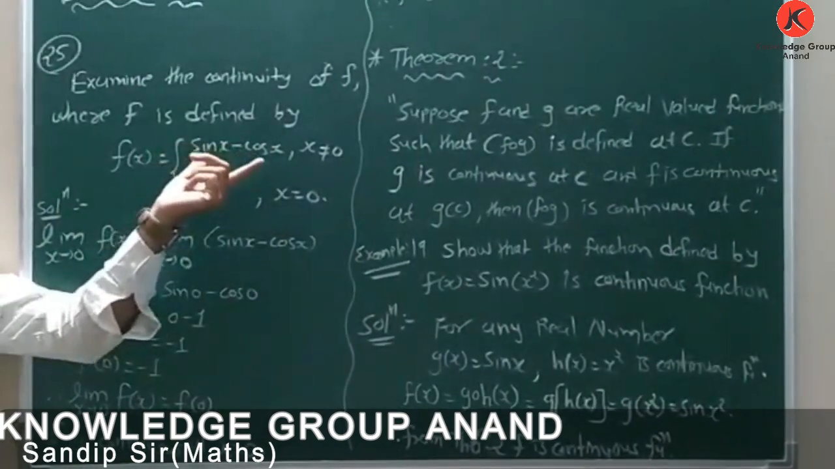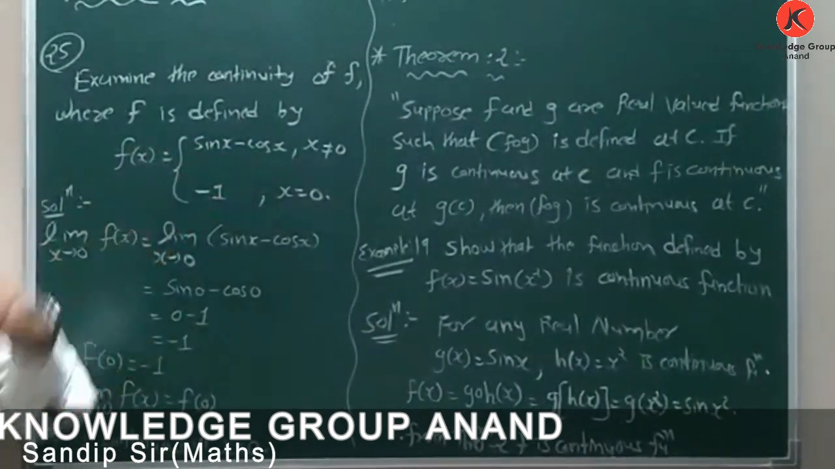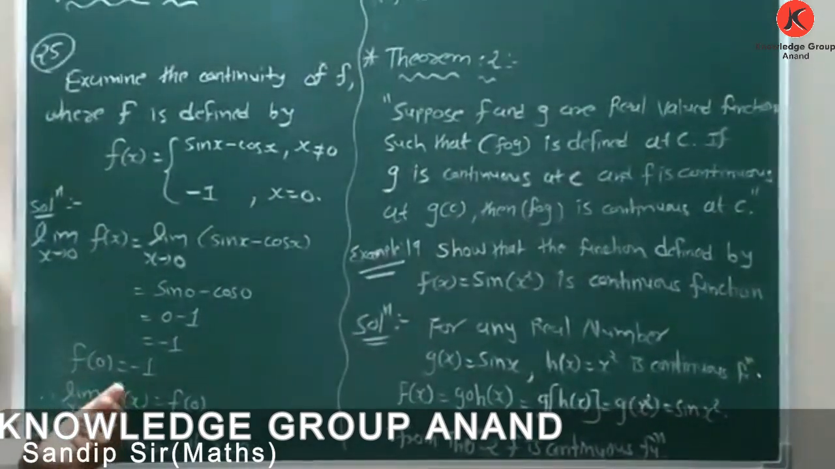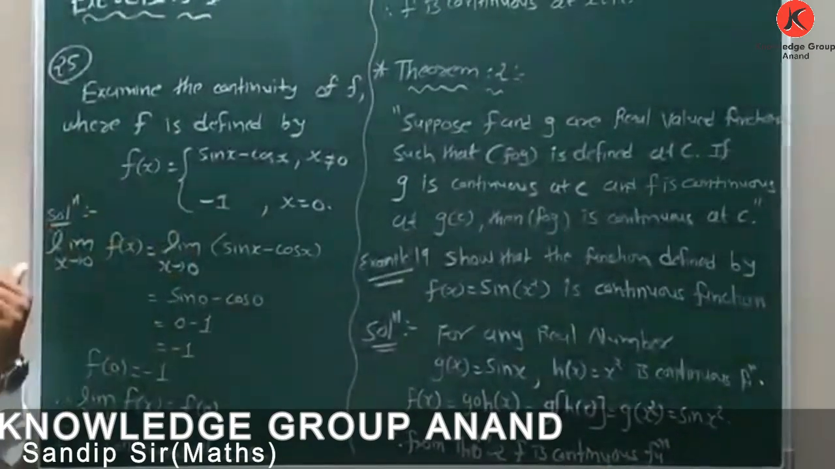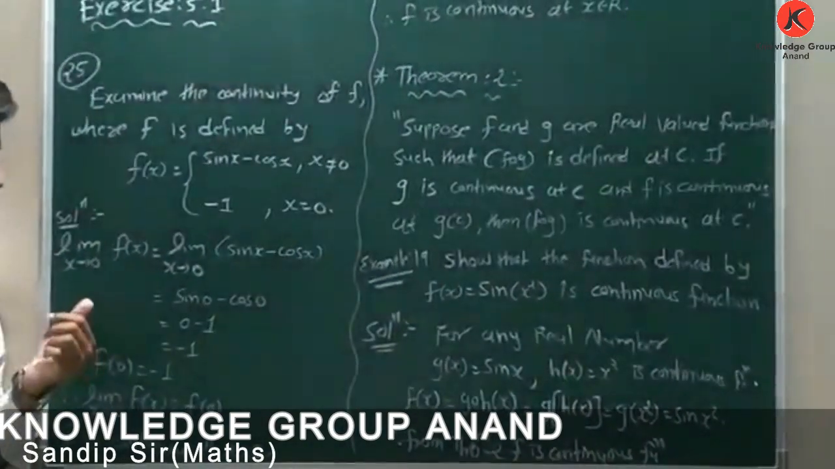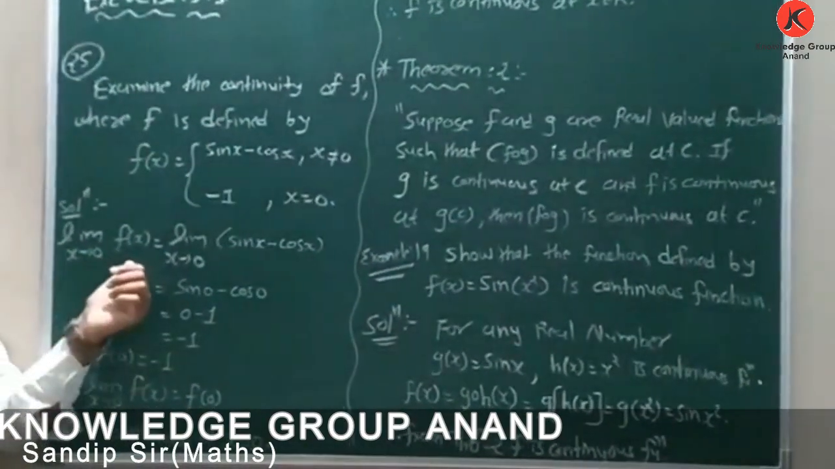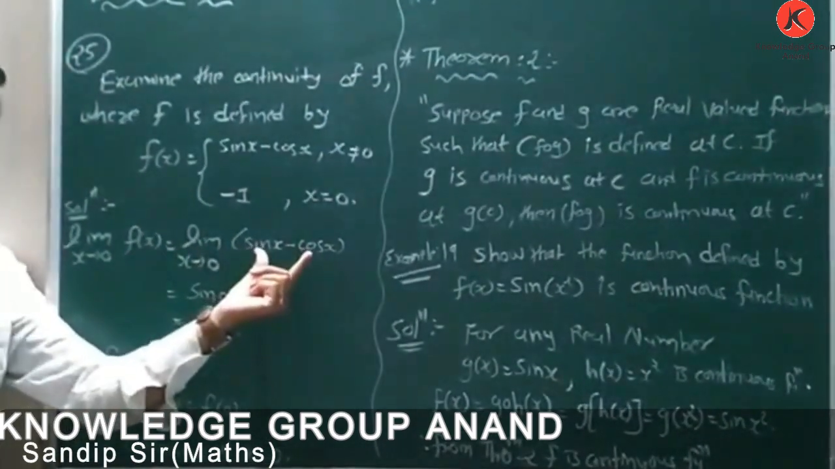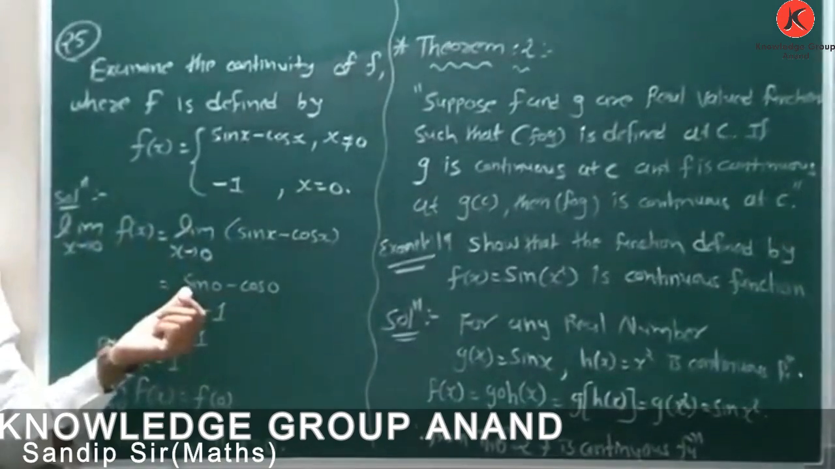So that function is continuous at x greater than 0 as well as less than 0. Then you have to check at x is equal to 0 whether the given function is continuous or not. So limit x tends to 0 f of x is equal to limit x tends to 0 of f of x, that means sin x minus cos x. Put the value of x is equal to 0.